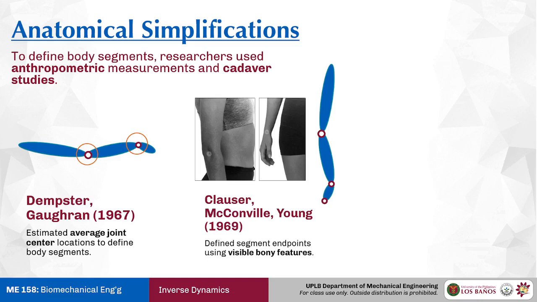So instead of cutting up your own body and putting it back together to find the center of rotation, you can just feel for certain bone processes under your skin, and then define that, okay, this is approximately where my forearm starts, and this is where my forearm ends. This is what Clauser, McConville, and Young actually did. For example, in our upper extremity, our arm, there are three major bony processes that define the three segments of our body.